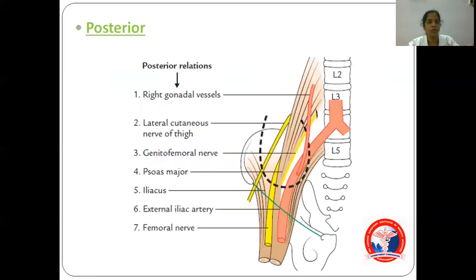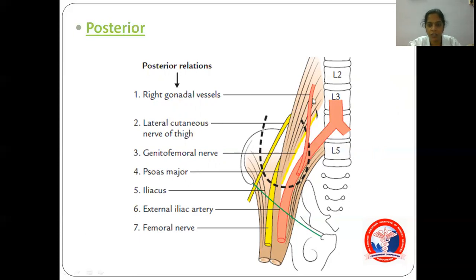Now, coming to the posterior relations. What are the structures seen posteriorly? When we take the cecum out, in this picture the dotted line indicates the position of the cecum. When you reflect that cecum, under that you can see the posterior abdominal wall. This is in the right iliac fossa. So the structures present in the posterior abdominal wall in the right iliac fossa will form the relations posteriorly.